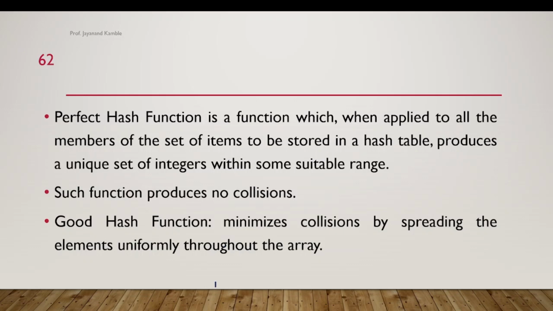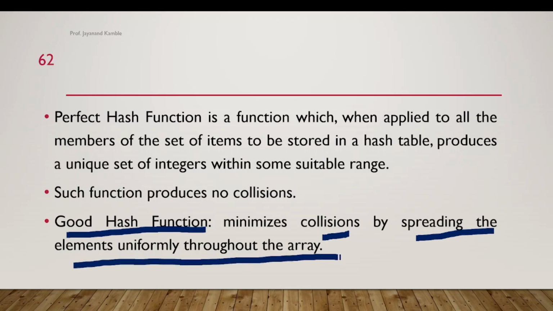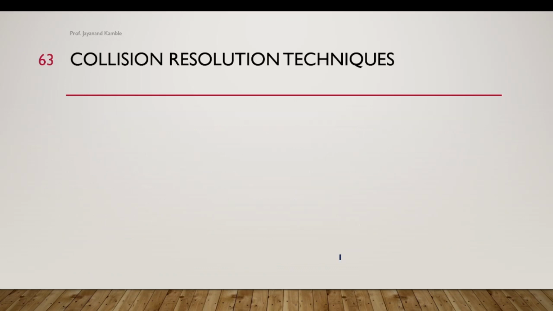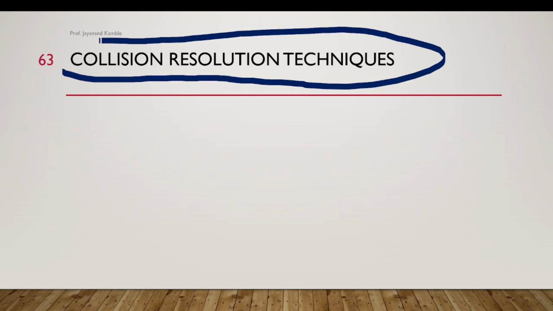Now what is a good hash function? A good hash function minimizes the collisions by spreading the elements uniformly throughout the array. So in a good hash function, collisions will be there, but a minimum number of collisions, not a large number. We have seen that collision is not good, so we have to understand what is meant by collision resolution, how to avoid the collisions. So we have to understand now what the different collision resolution techniques are.